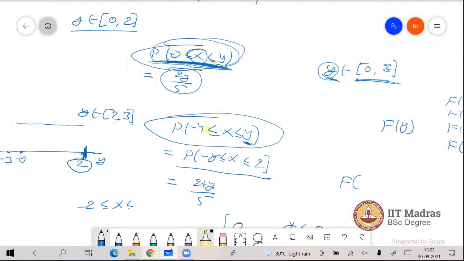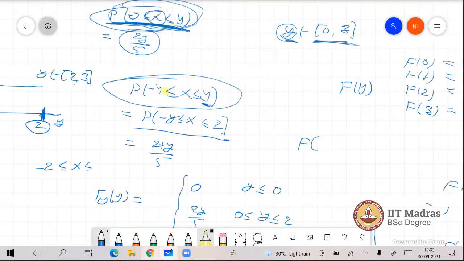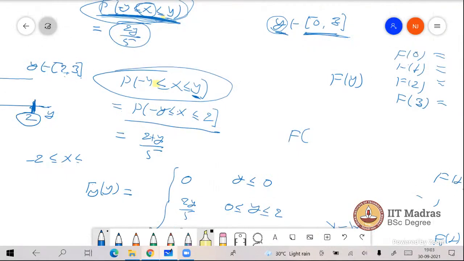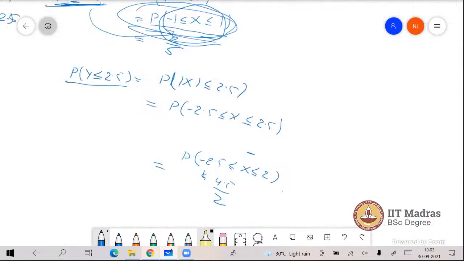I need not worry about whether they are overlapping or not. Let them overlap. It doesn't matter. I just need to find out this probability. I have the distribution of x, so I can easily find the probability of this thing, right?